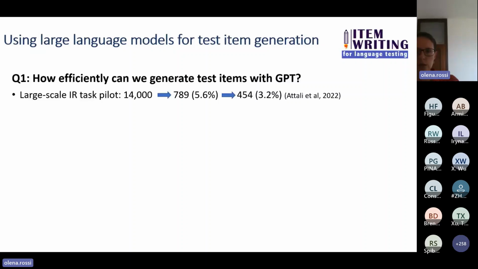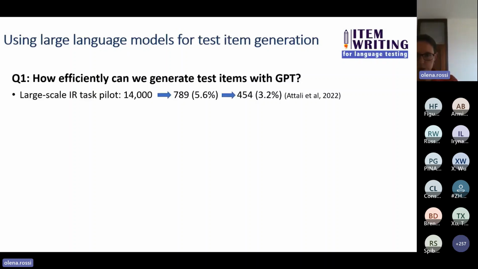The remaining set of 789 passages went for human content and fairness review. The review filtered out 42% of those passages. So in the end, 3.2% of the originally generated passages were used for piloting. This demonstrates that very little of the content GPT generates will be deemed suitable for testing.